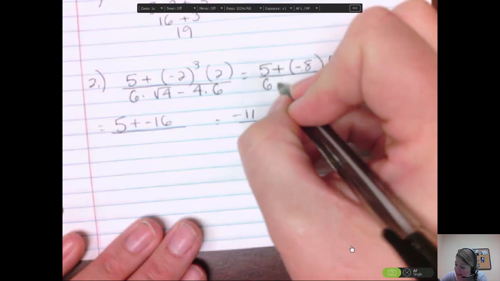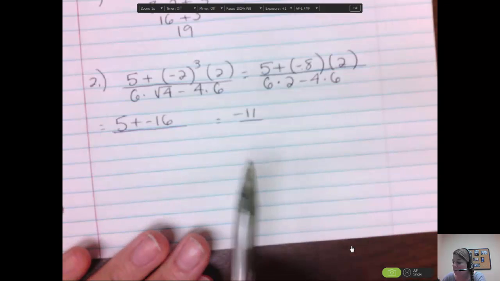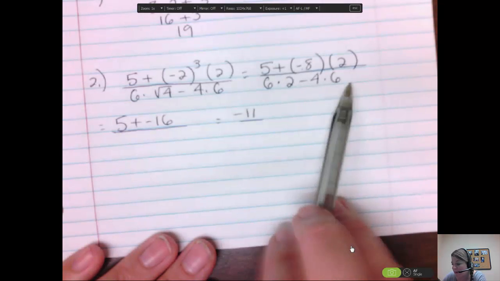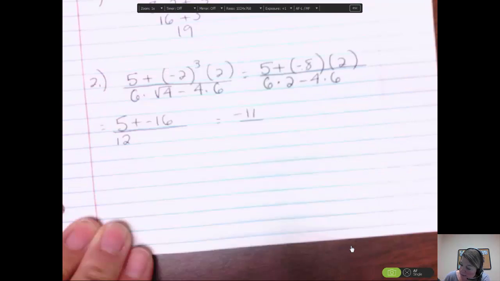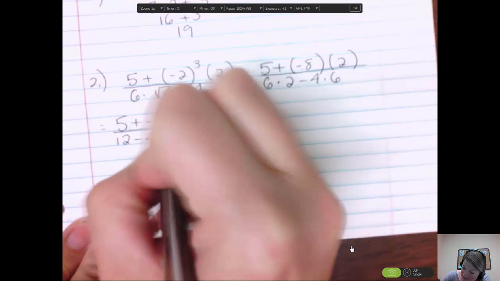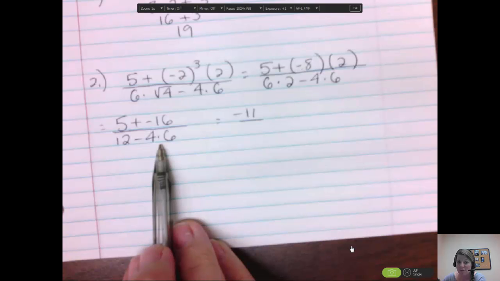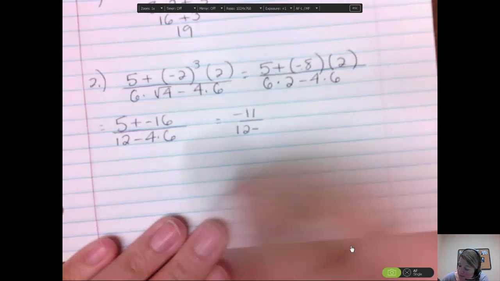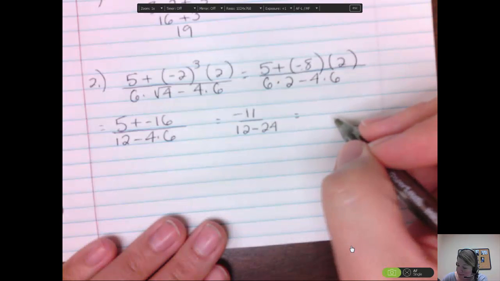So we'd have 6 times 2 minus 4 times 6. Now we have no exponents, no parentheses. So we have to do multiplication or division from left to right. So we see this one first. So that would give us 12 minus 4 times 6. The next step would be the next multiplication, so that's 4 times 6. So that would give us 12 minus 24, which is going to give us negative 12.